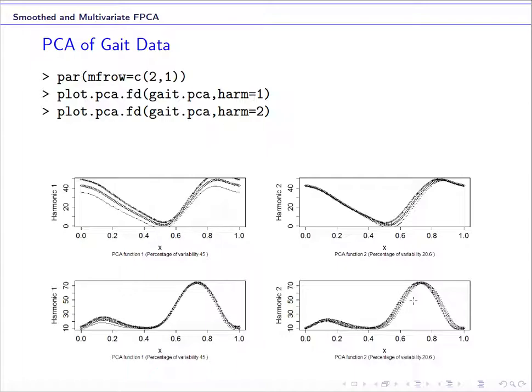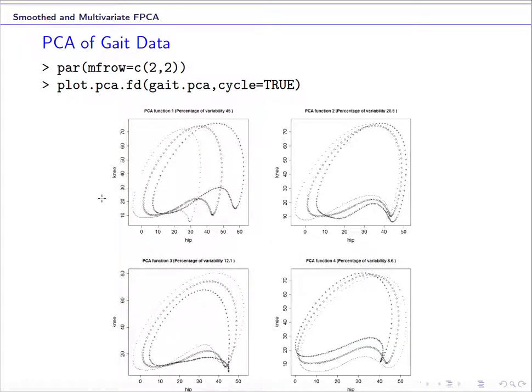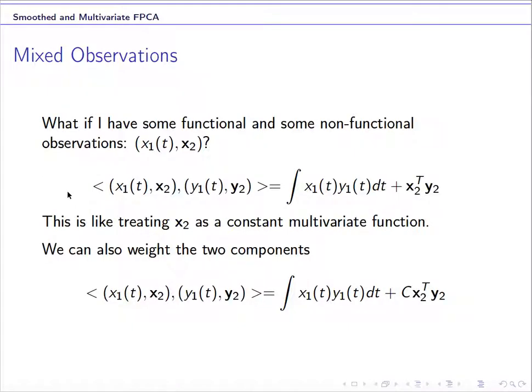And you can also plot this principal component in the graph we showed before. The middle one is the mean of the knee curve or the hip curve, and the interval will be plus or minus 2 times square root of lambda times the FPC. And you can even plot the corresponding phase plot for the PCA.